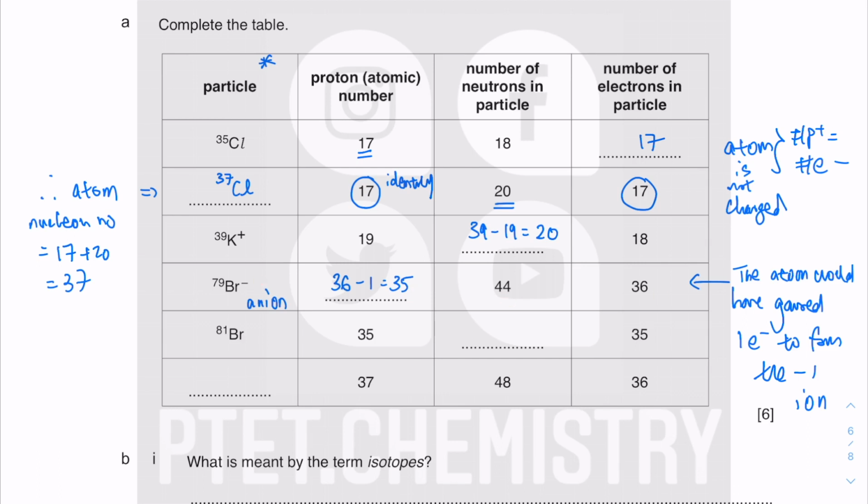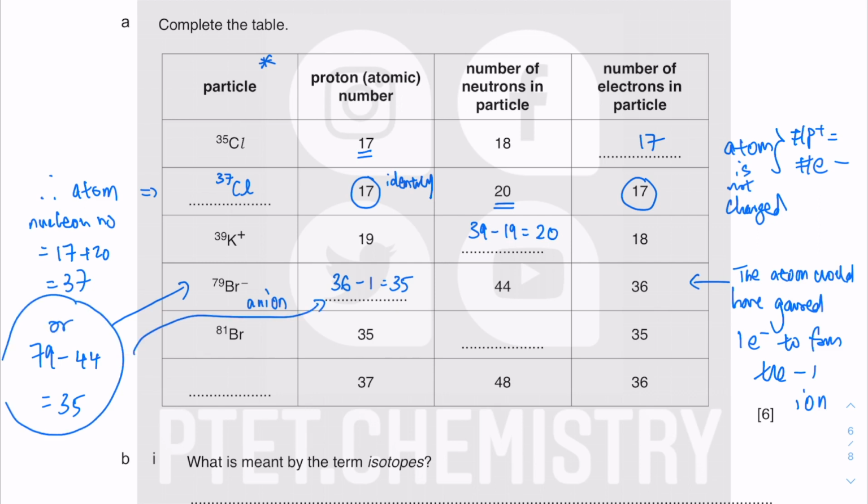35 plus 44 gives you 79. There's another way you can get this. 79 minus 44, you can also get it that way, yeah? You will get 35 as well, which is your number of protons. Or you can look at the electrons and they will give you the same answer as well, okay? Whichever one, both of them give you 35.